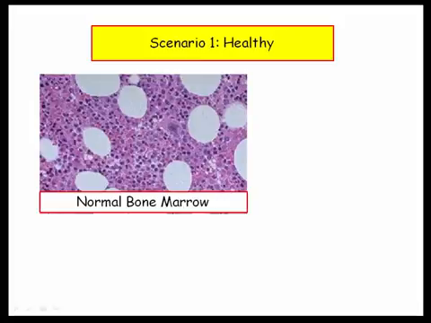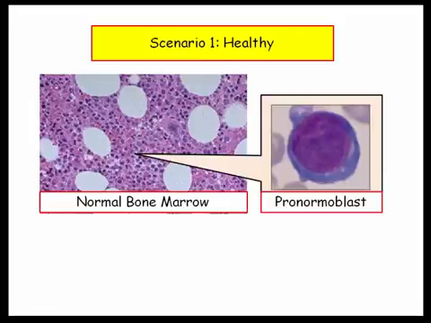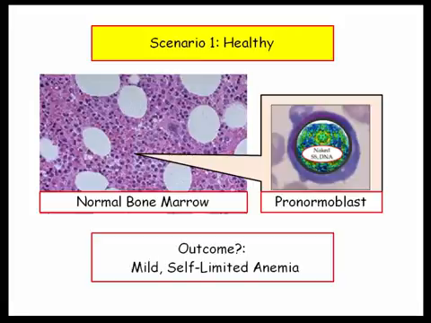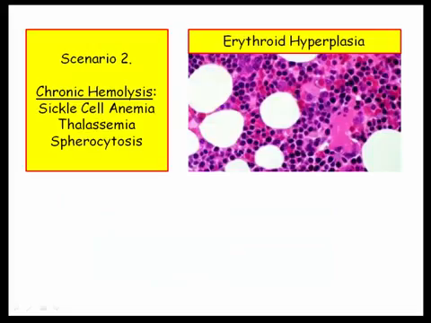Noted is a normal bone marrow. The normal bone marrow has erythroid progenitor cells, including the pronormoblast. So what happens when the pronormoblast becomes infected with a small, naked, single-stranded DNA virus? That is, the parvovirus. What's the outcome? Answer: a mild, self-limited anemia. The patient is unlikely to even be aware. So far, so good. Scenario 2.